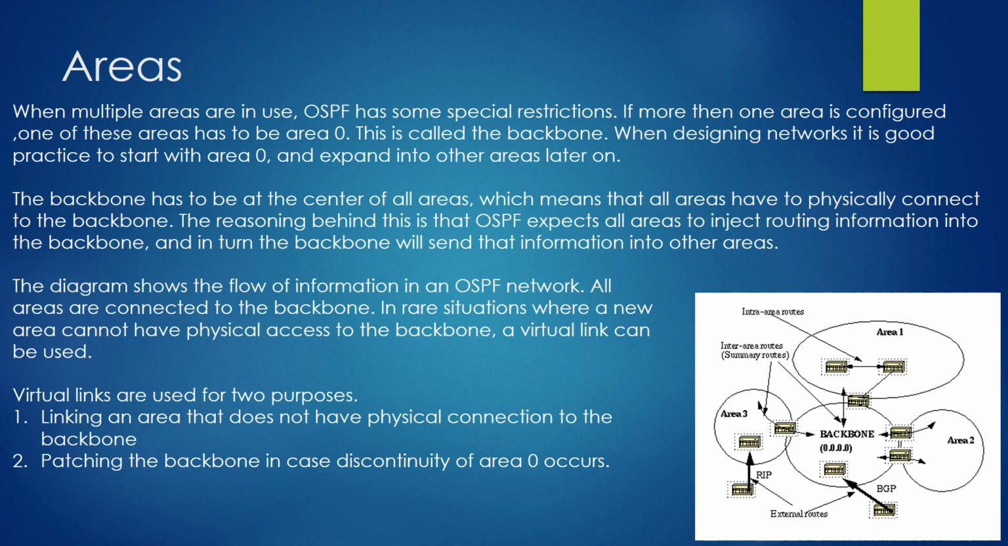The diagram shows the flow of information in an OSPF network. All areas are connected to the backbone. In some rare situations where a new area cannot have physical access to the backbone, a virtual link can be used. Virtual links are used for two purposes: number 1, linking an area that does not have a physical connection to the backbone, and number 2, patching the backbone in case a discontinuity of area 0 occurs.